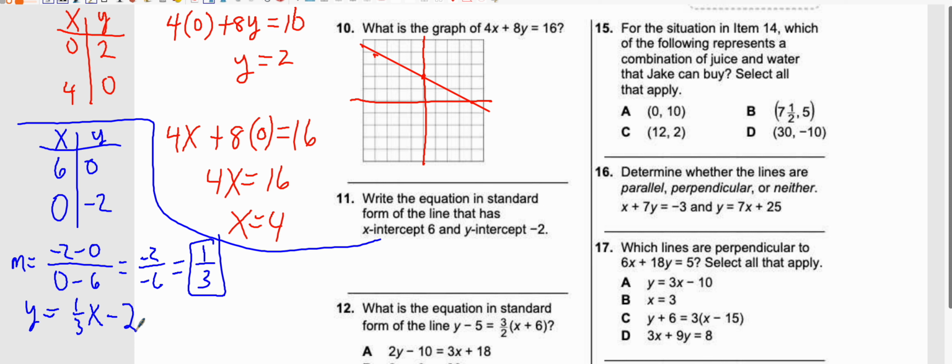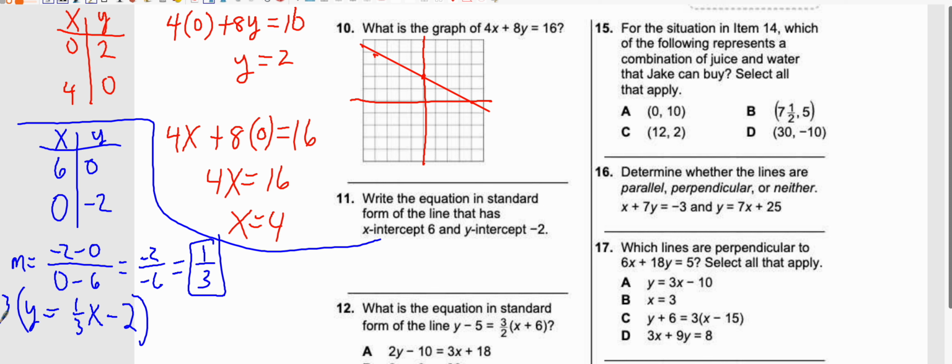Now I've got to get it into standard form. For standard form, I need the x and the y on the same side, and I can't have a fraction. So how do I get rid of the fraction first of all? The opposite reciprocal. I can multiply this by 3 to get rid of the fraction, so I'm not dealing with any fractions.